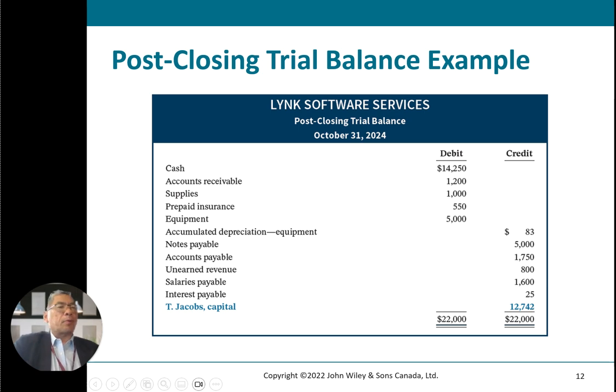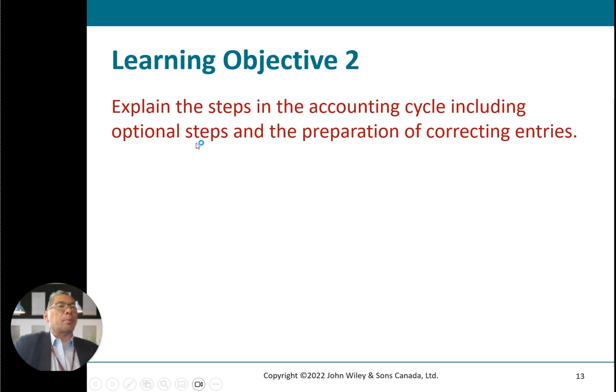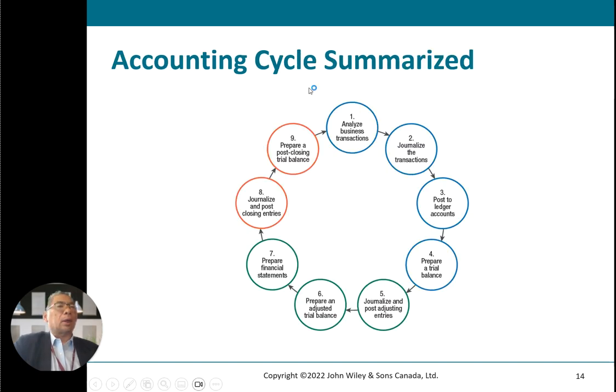Example provided. Learning objective number 2: explain the steps in the accounting cycle, including optional steps and preparation of correcting entries. Accounting cycle summary. This goes through all 9 steps. Number 1, what are they?